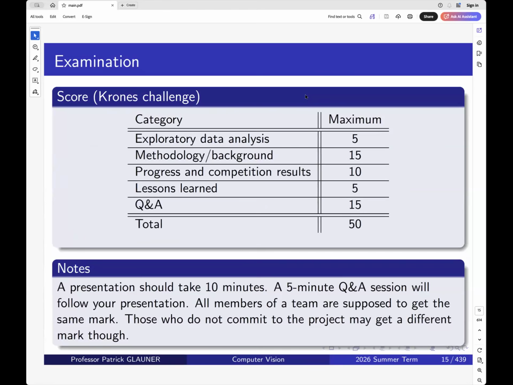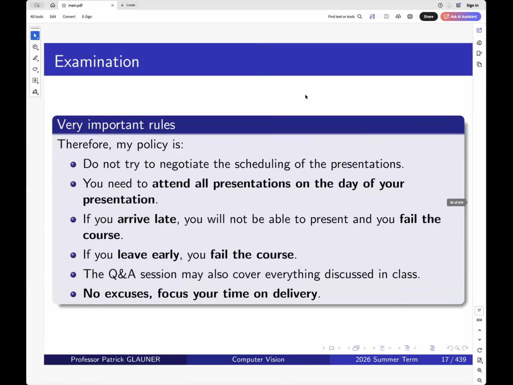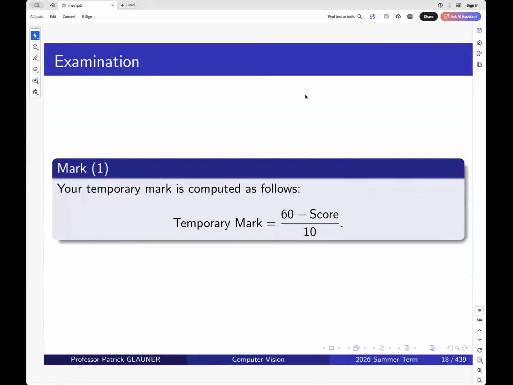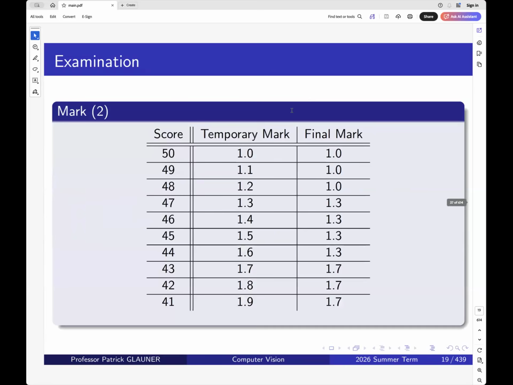There is a question about the marking of the Cronus challenge. So one thing is, first of all, with marking, you can get up to 50 points in your examination. And 50 points is a 1.0. 49 points is a 1.1. But 1.1 is not a valid mark, so this gets rounded to your advantage because we only have marks 1.0, which is the best, 1.3, 1.7, 2.0. So the 1.1 would be rounded to your advantage.